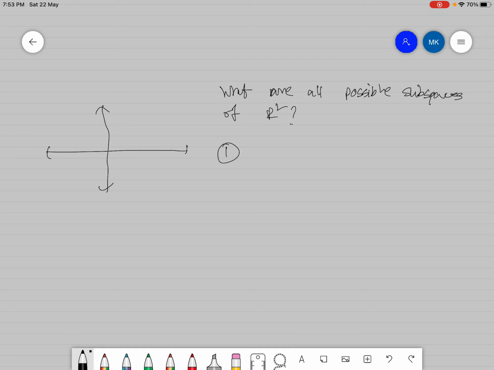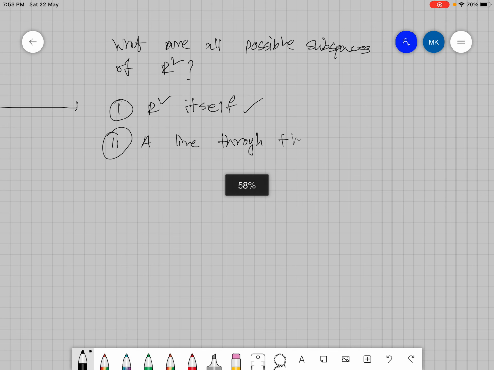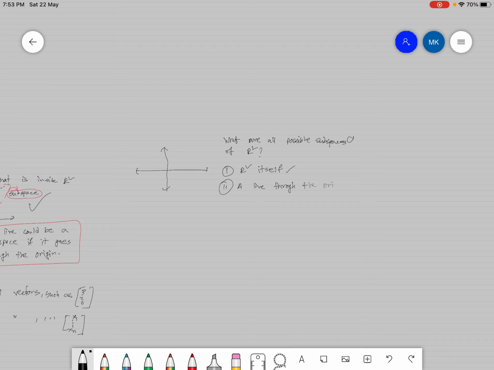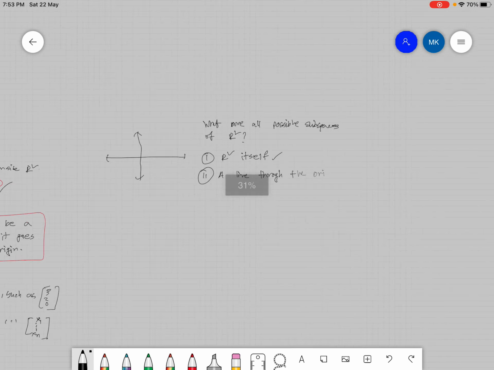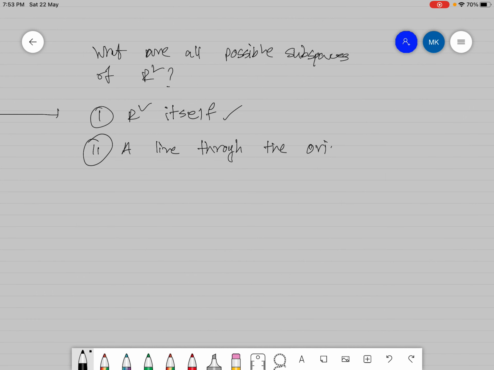So the first thing is R2 itself, because every set is a subset of itself, right? So R2 itself is a subspace. Secondly, it can be a line through the origin. So a line through the origin is a subspace of R2.